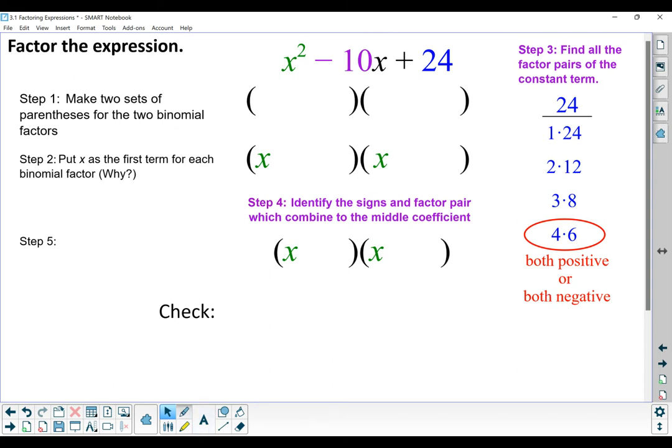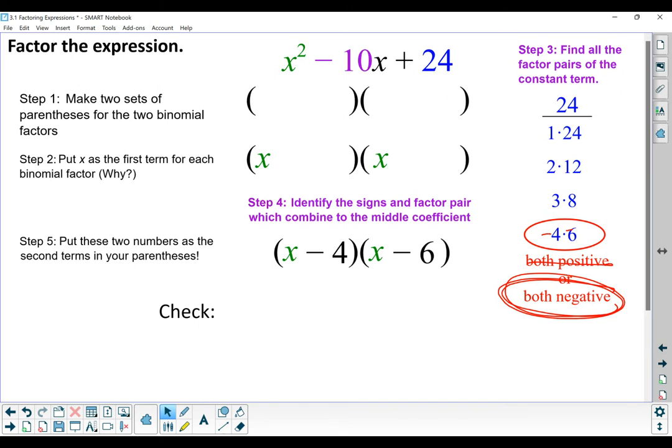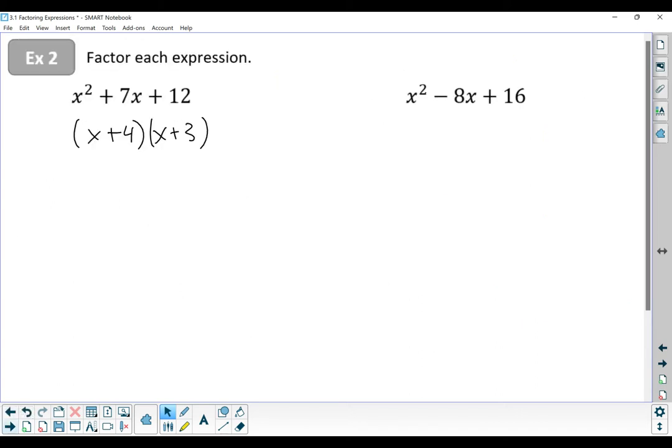So in this case, a 4 and a 6 is going to help us, and they're both going to be negative because we need a negative 10. We don't want it to be a positive 10. The trinomial has a negative 10 coefficient. And then your last step is to fill that in, and those are your two factors. X squared minus 10x plus 24 is equal to x minus 4 times x minus 6. Always, always, always, you can multiply that out and check and verify that you were correct.